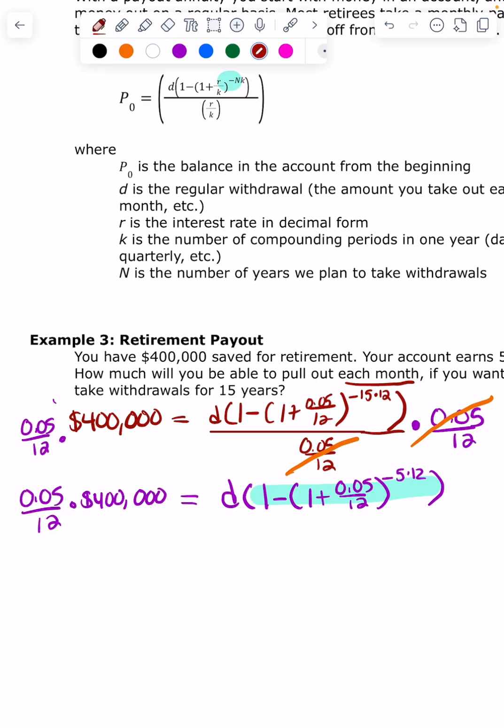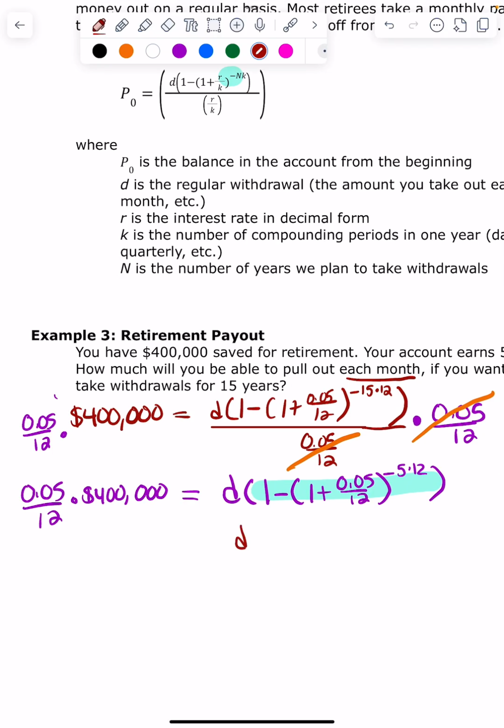Parenthesis negative, don't forget the negative, 5 times 12, parenthesis. All right, so I got my answer. I got that it's about 0.22. And yes, I'm rounding on my paper, which is okay. We just want to remember not to round in the calculator.